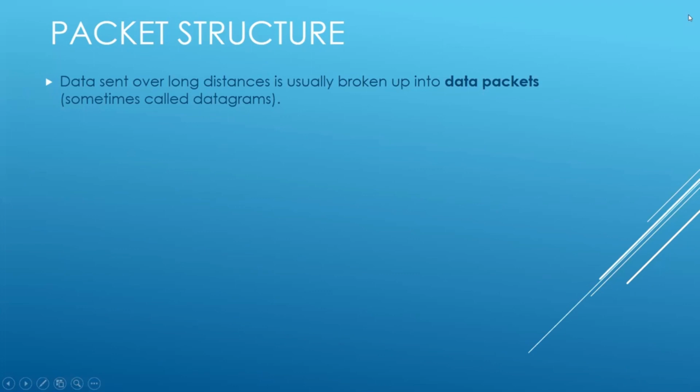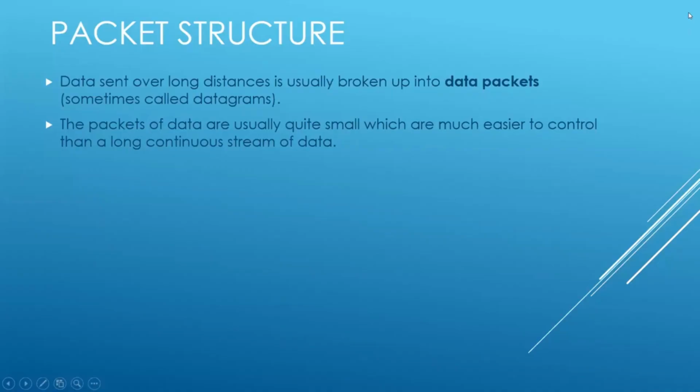Whenever data is sent over long distances, that data is broken down into pieces, and those pieces or parts are called packets or data packets, or they are given the name datagrams. The data packets are usually quite small, so that they can be sent easily over the internet or from one computer to another. And it becomes easier to control if the packet sizes are smaller as compared to a longer continuous stream of data. That is why the packets are usually of smaller size, which is normally 64 kilobytes.